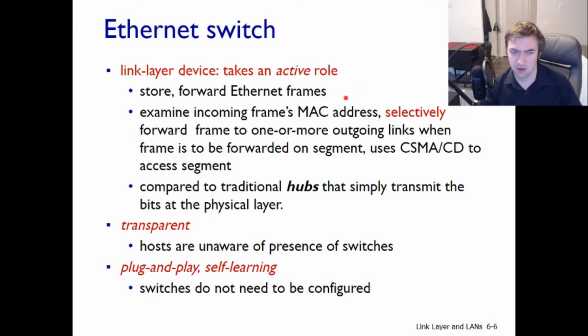Like we kind of discussed already, it looks at the MAC address of an incoming frame, figures out where it's supposed to go, and uses CSMA with collision detection to access segments. Compared to traditional hubs that just transmit all the bits at the bit layer, switches are a little bit smarter with regards to how they handle things. Hosts are completely unaware of the presence of switches, and they're plug and play, which is extra useful, meaning that you don't have to configure them at all, you just plug them in and they start working right away. And they're self-learning as well, which saves you a lot of work if you have one in your home.